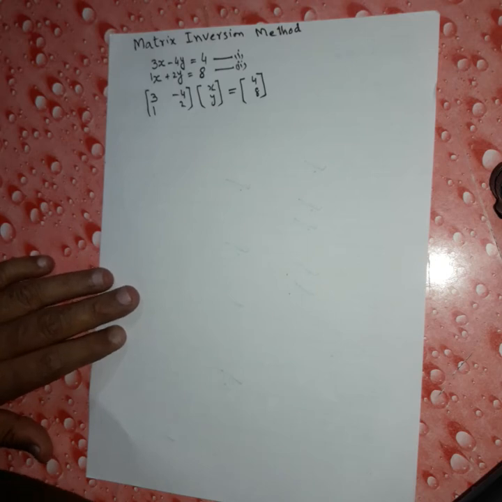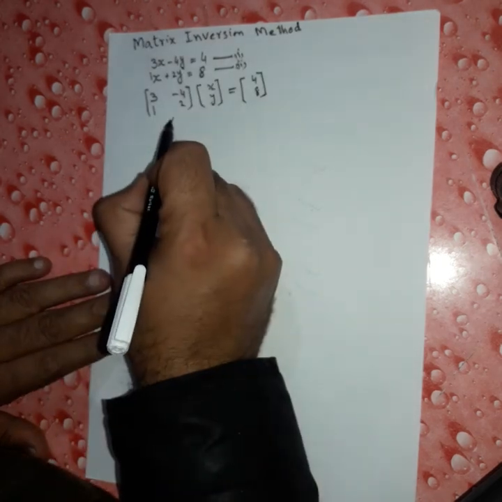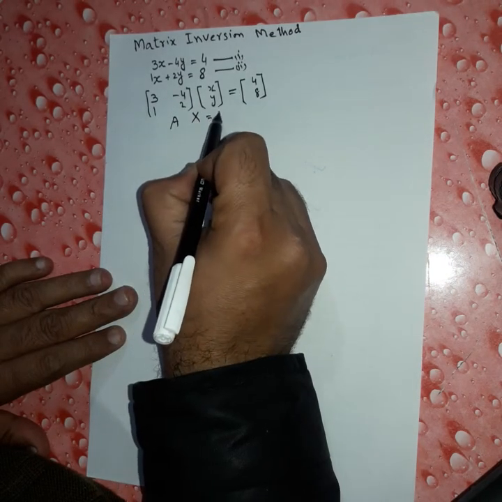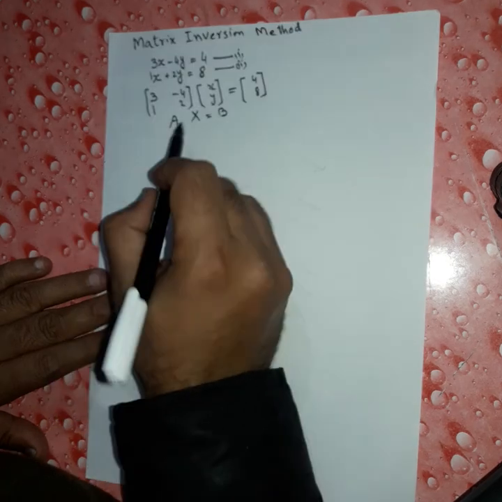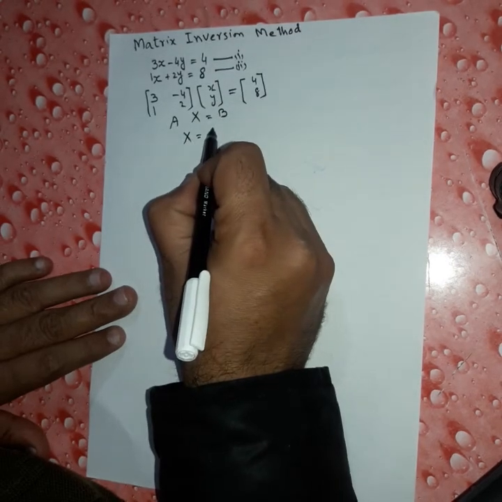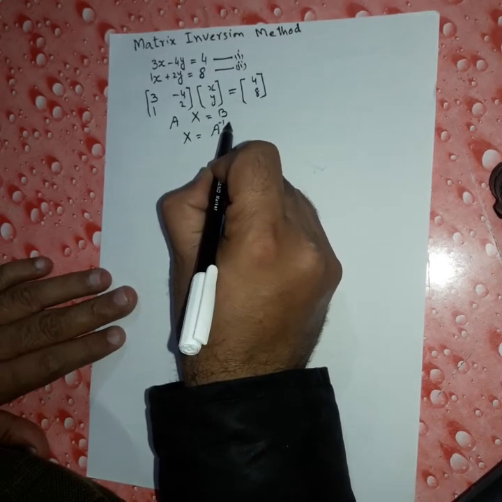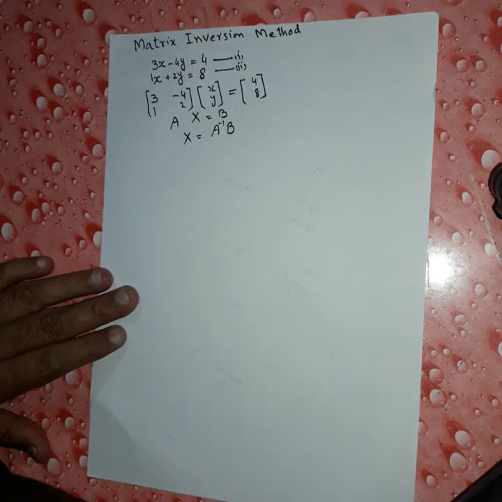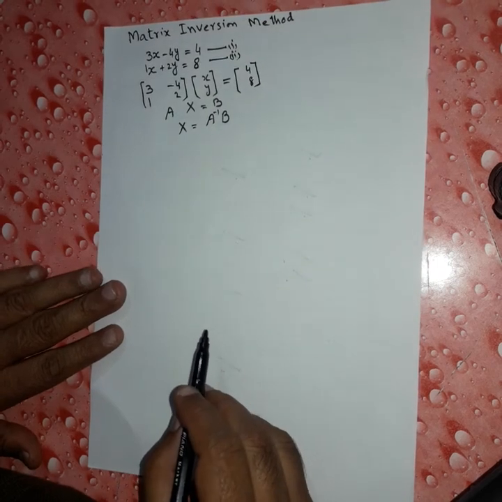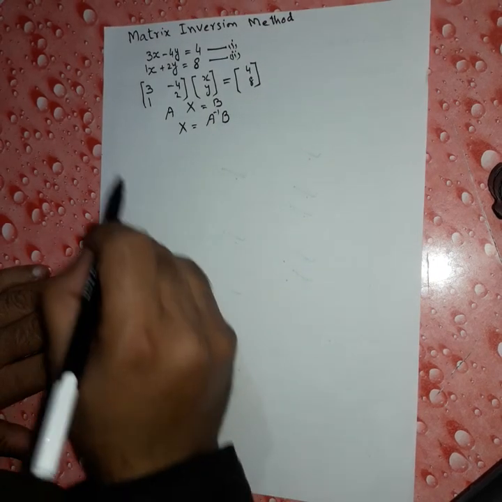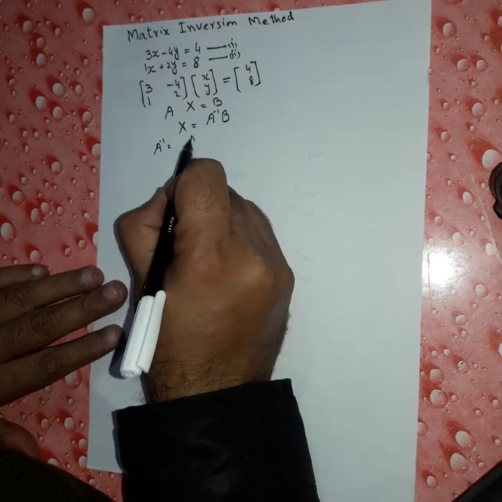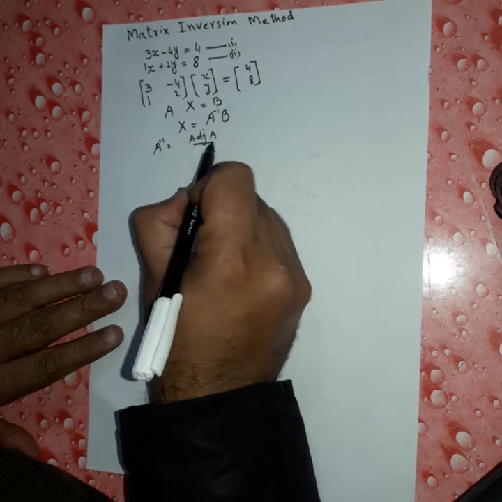Now we solve this matrix equation. I represent the first matrix as A, the second matrix as X, and the right side as B. I have to calculate X. A X is equal to B. We shift A to the right side of the equation, so X equals A inverse B. First of all, I calculate A inverse. As we know from the previous lecture, A inverse is equal to adjoint of A over determinant of A.